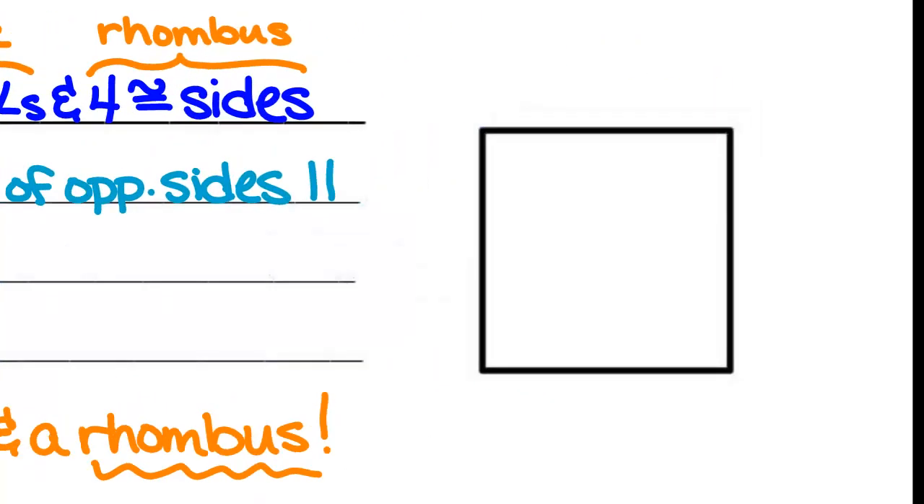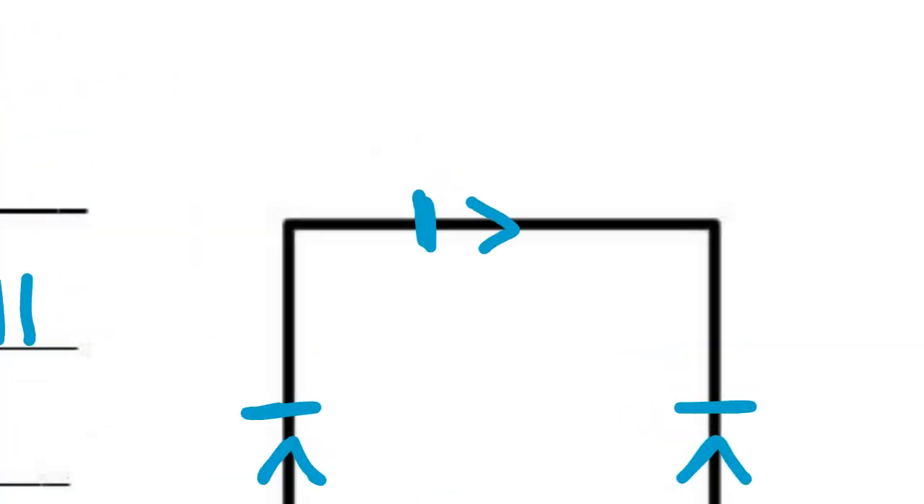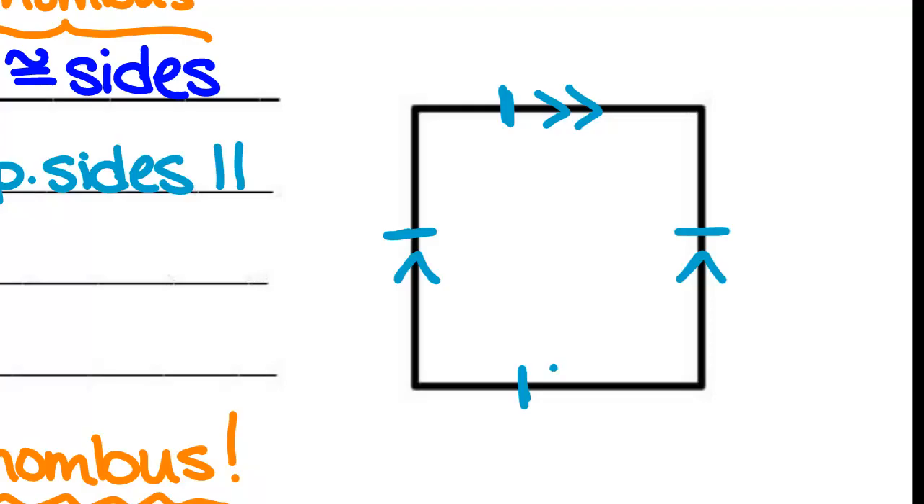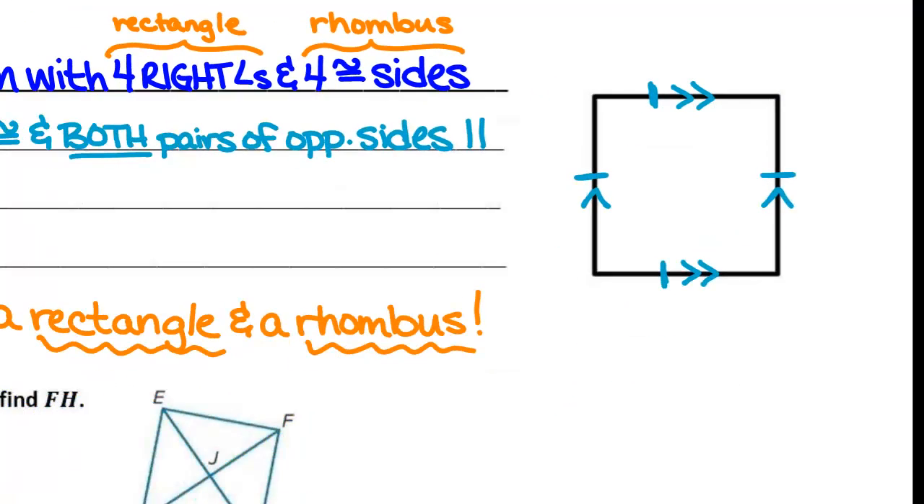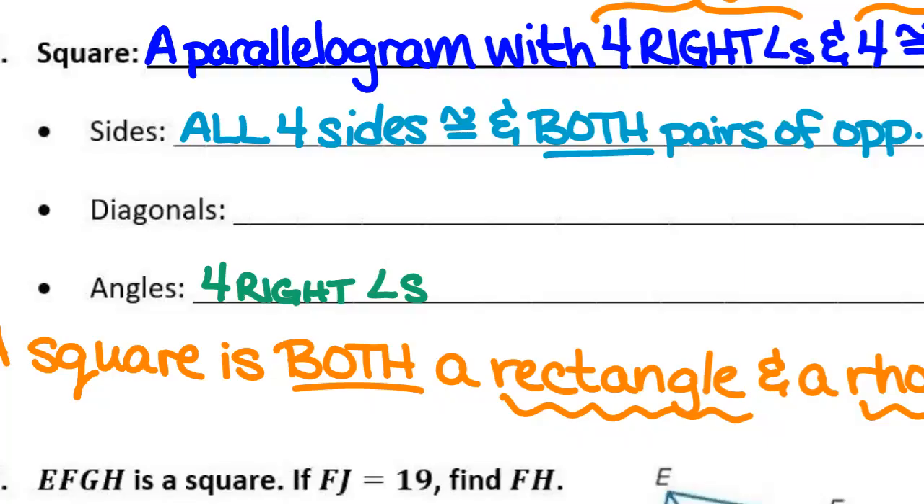So I'm going to go look at my picture now. We have 4 congruent sides, so I'm going to put 1 tick mark on each of the sides. And then the left and the right are parallel. The top and the bottom are parallel. Beautiful. Let's talk about diagonals next.